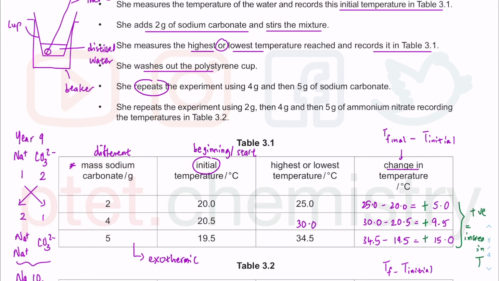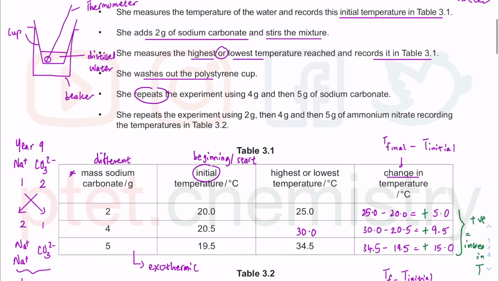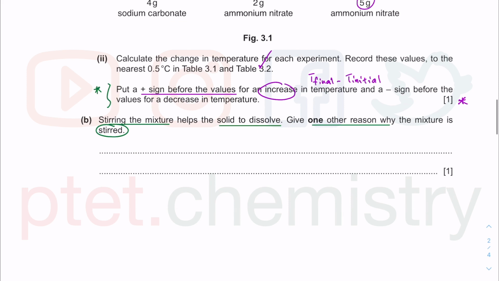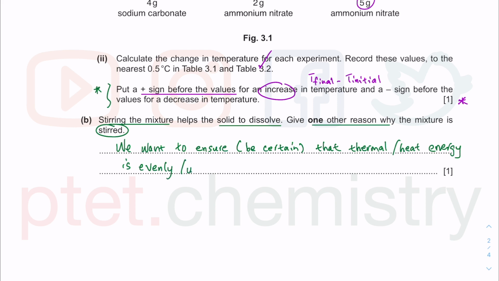distributed throughout. So we want to ensure the energy is not just being released at the bottom there where you mix in the solid, or not just resulting in a decrease in temperature for an endothermic reaction. So other than just making sure that the solid dissolves, we want to make certain. So ensure means be certain that thermal energy, so this is thermal energy, or you could talk about heat energy, is evenly, or you can use the word uniformly. So it's kind of like equal essentially.